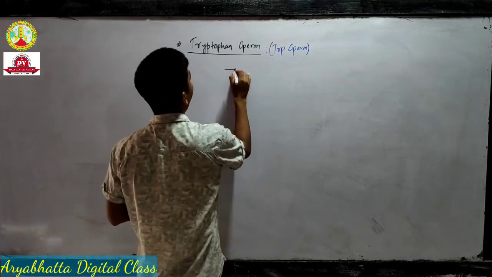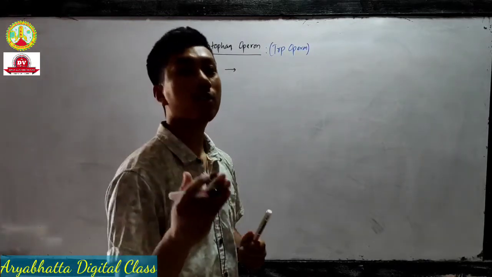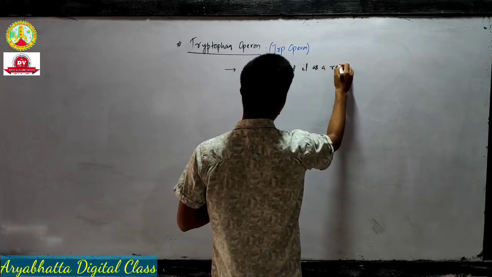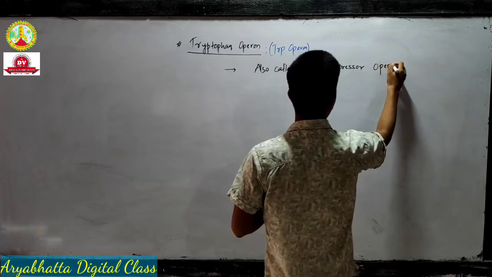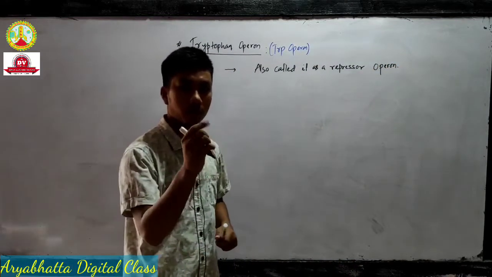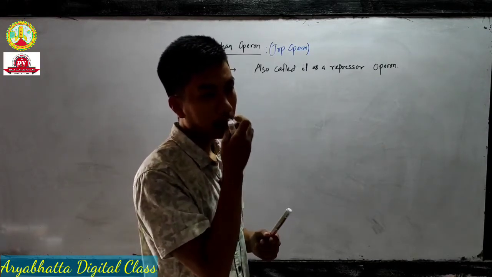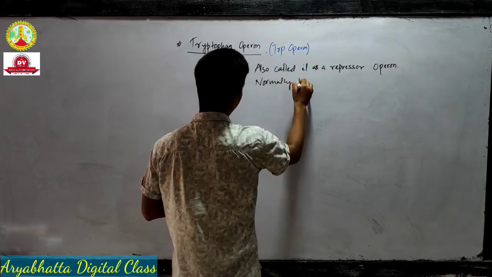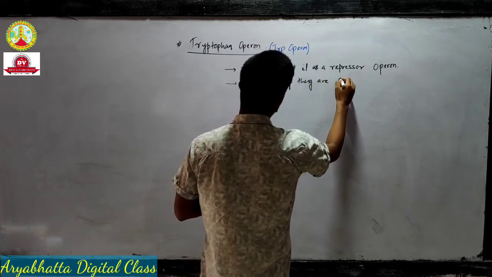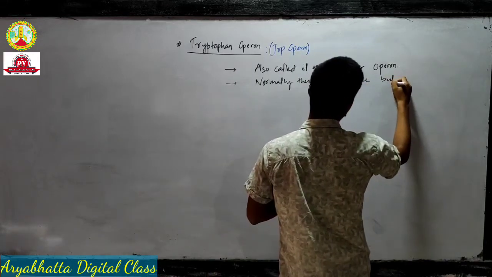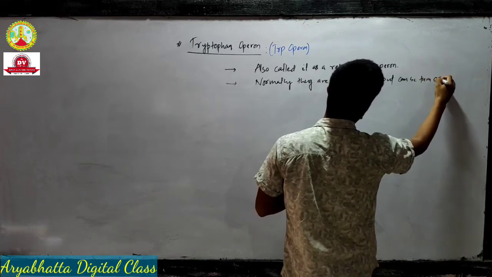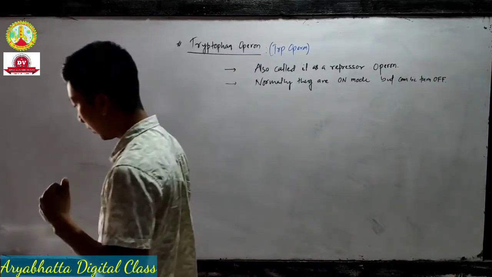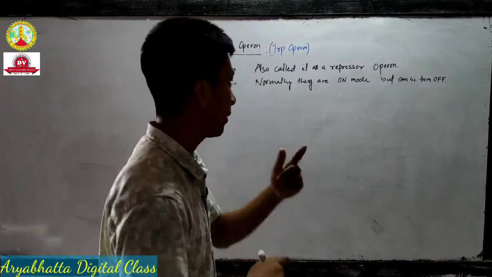So tryptophan operon, let's write some important points. It is also called a repressible operon. Whenever you come across the word repressible operon in molecular basis of inheritance, that means they are normally in on mode but can be turned off. While in case of lac operon, they are inducible operons. That means they are normally in off mode, but can be turned on. Here it is the opposite.